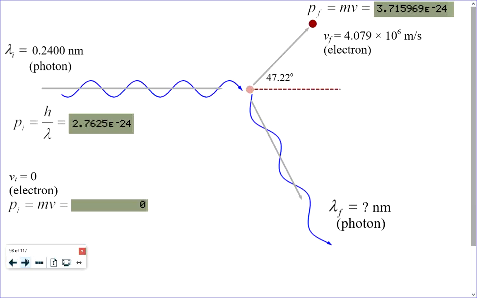Now, where we're going with this is if you want to find the wavelength of the photon afterwards, you need to know its momentum. If you knew the momentum of the photon afterwards, then you could set it equal to h over lambda and find the wavelength. You cannot find the momentum of the photon afterwards by just taking the momentum of the photon before and subtracting the momentum of the electron. It doesn't work that way, because we could do that with energy, because energy is a scalar. Vectors don't add up or subtract that way.